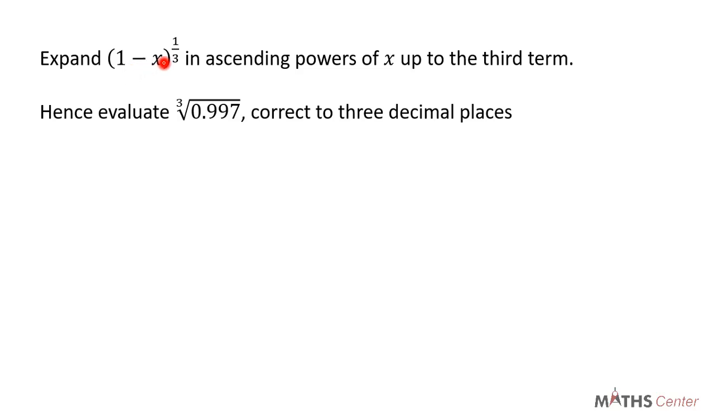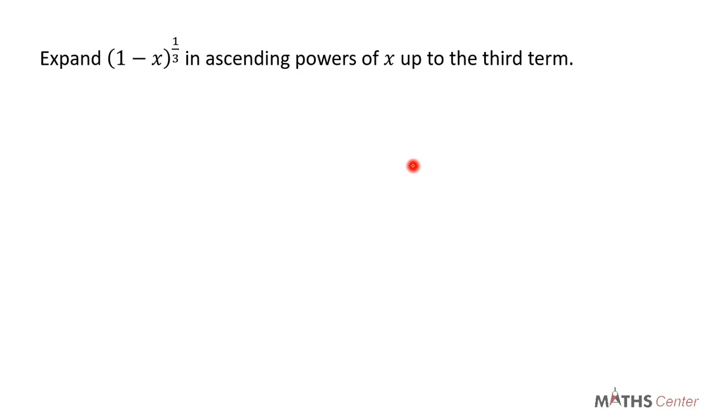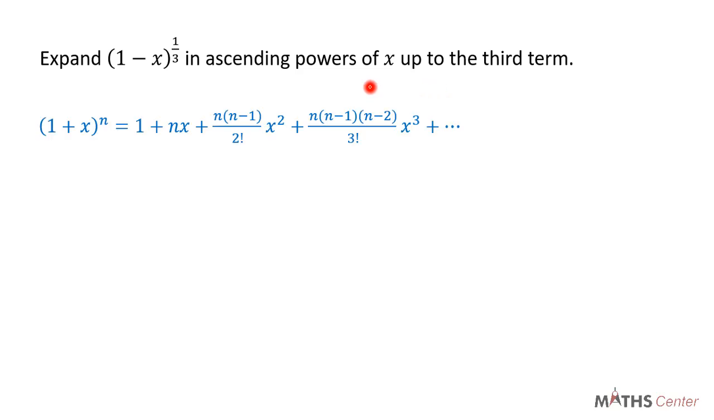Expand 1 minus x exponent 1 divided by 3 in ascending powers of x up to the third term. Hence, evaluate the cube root of 0.997 correct to 3 decimal places. Let's start with the first part of the question. So we are going to expand 1 minus x exponent 1 divided by 3 in ascending powers of x up to the third term. We know that if you have an expression of the form 1 plus x exponent n, it can be expanded as this.